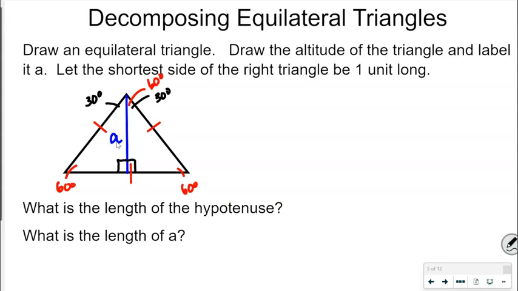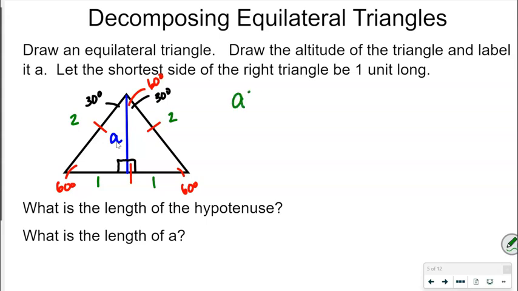It says let the shortest side of the right triangle be 1 unit long. So that means this is 1 here and this is 1 there, which means that whole side would be 2, which means the other sides are 2, right? Then it says let's find A. So that's what we're going to do.